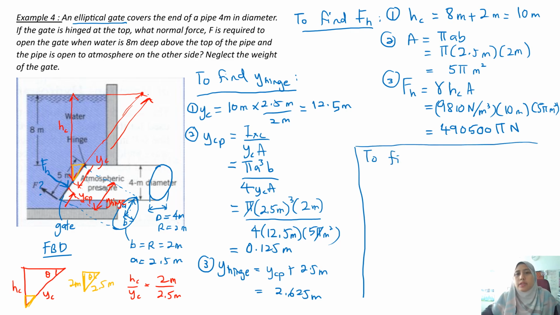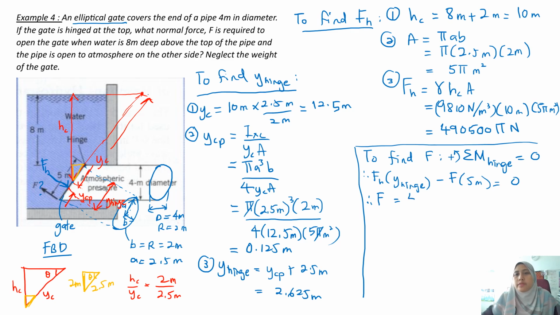Okay. Then only you find F by using summation of moment. So when the system is in equilibrium, the summation of moment is equal to 0. So I assume positive counterclockwise. Therefore, FH times Y hinge, which is the perpendicular distance, minus F times 5 equal to 0. Therefore, F is FH times Y hinge divided by 5.